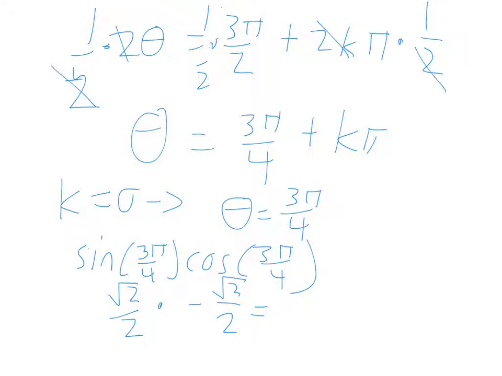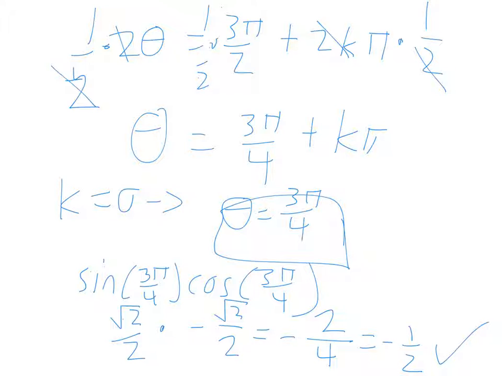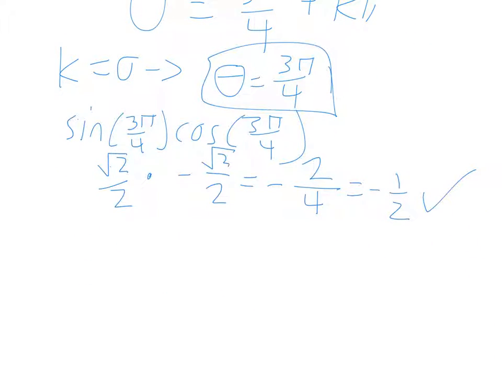So your product would be negative, and it'd be 4 on the bottom. And then square root of 2 times square root of 2 is just square root of 4, which is 2. So that would be negative 1/2. So that works. So one of our thetas is 3 pi over 4. Now let's keep going, because there might be other angles on that interval from 0 to 2 pi.